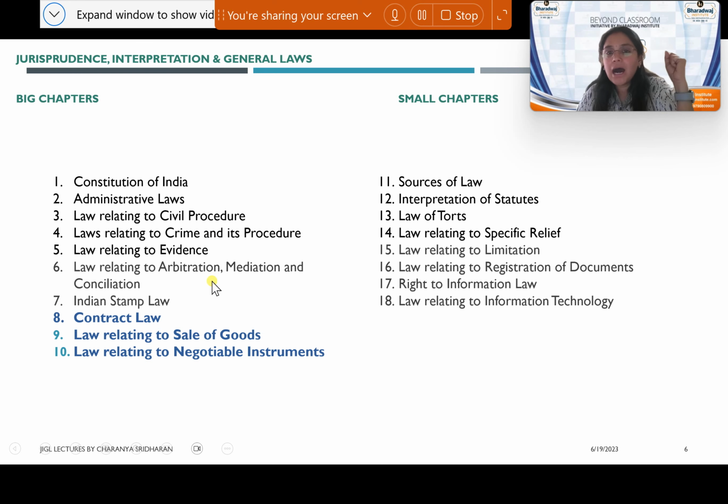Okay, arbitration is a big chapter I would consider. Stamp law is also a bit of a big chapter. Size wise it's small, but depth wise we will probably be doing a detailed study. Contract Act, Sale of Goods Act, Negotiable Instruments Act are all considered as fundamentals.